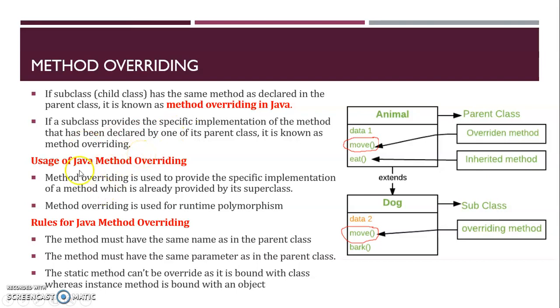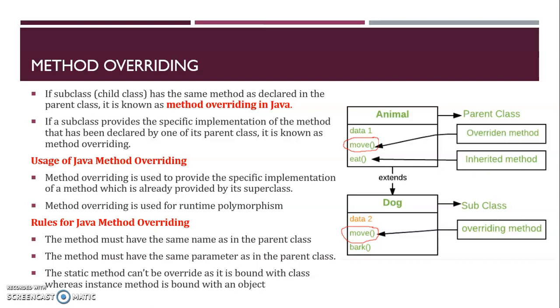So what is the use of method overriding? As I told you, it is giving a specific implementation or a different meaning to a method that is already defined inside the parent class. Second one is that it is an example of runtime polymorphism. You have already studied about compile time polymorphism and runtime polymorphism in C++. Here also the same concept is applicable, and method overriding is an example of runtime polymorphism.